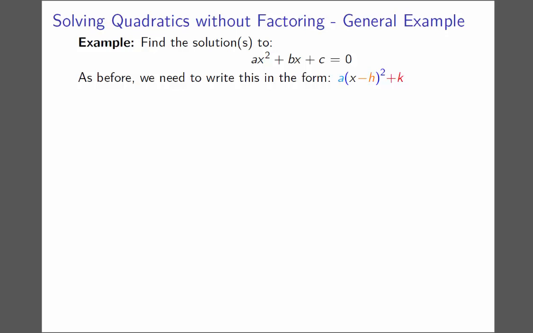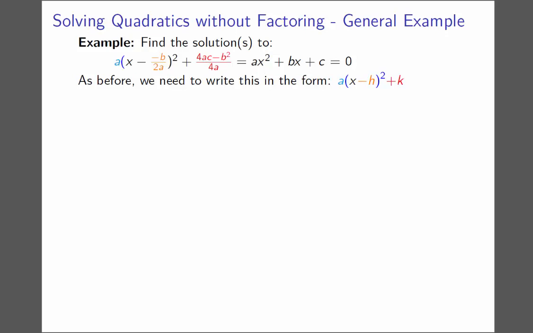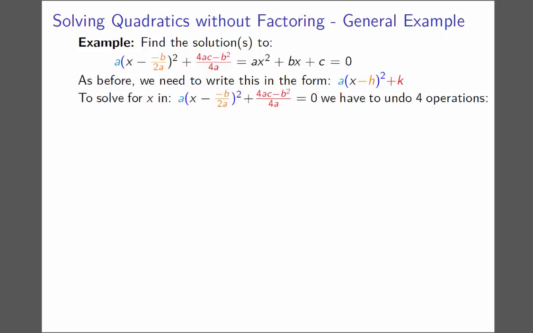It was very messy, but we found that we can write ax squared plus bx plus c as a times x minus negative b over 2a squared plus 4ac minus b squared all over 4a. Now to solve for x in a times x minus negative b over 2a squared plus 4ac minus b squared over 4a equals 0, we have to undo 4 operations. They're just messier than they were before.